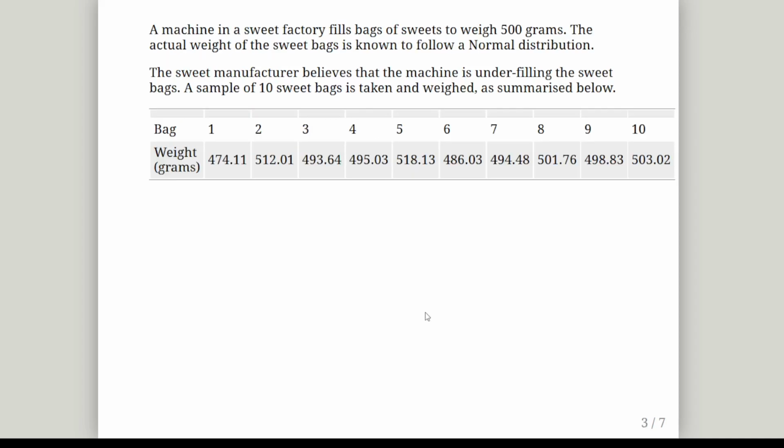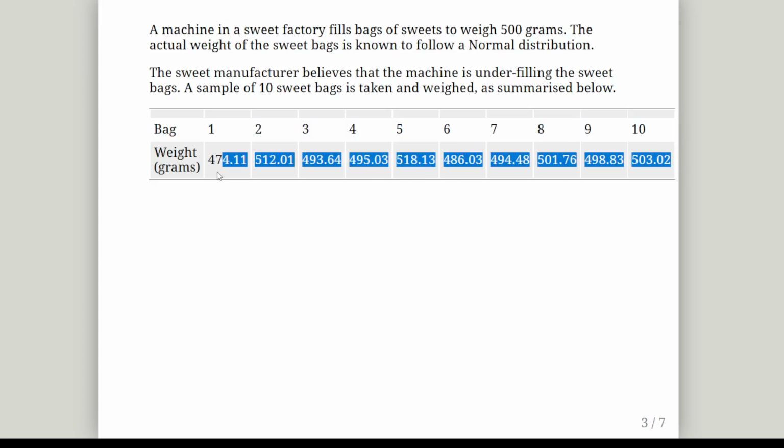Okay, so a machine in a sweet factory fills bags of sweets to weigh 500 grams. The actual weight of the bags of sweets is known to follow a normal distribution, just to get that out of the way. The sweet manufacturer believes that the machine is underfilling the sweet bags. So a sample of 10 sweet bags is taken and weighed as follows. Those are the 10 bags, and those are the weights corresponding to the 10 bags of sweets.